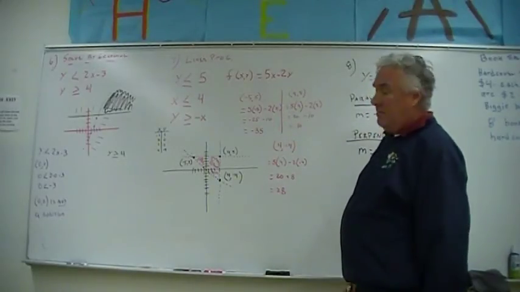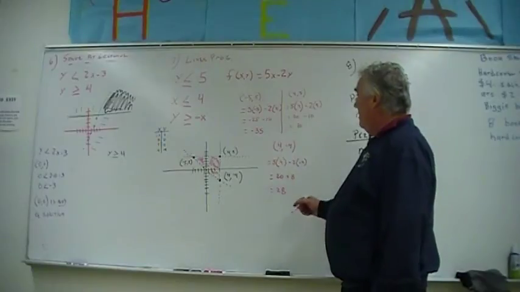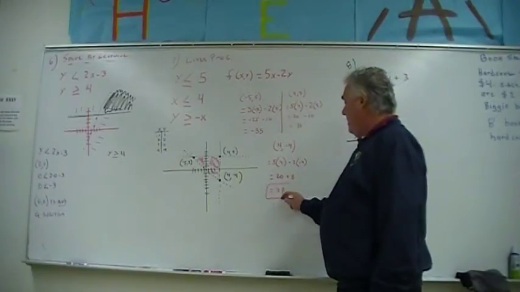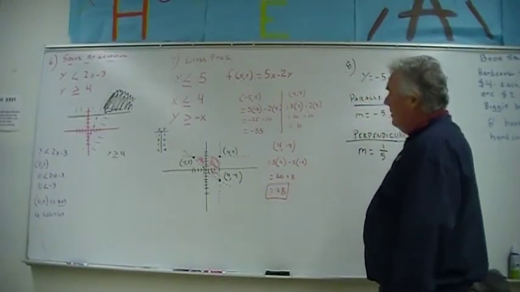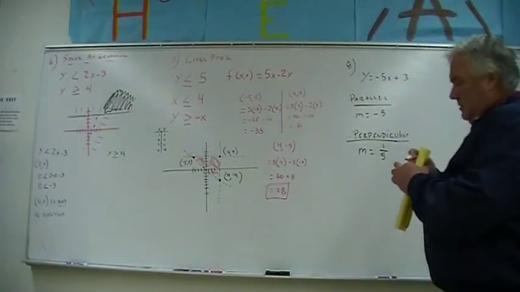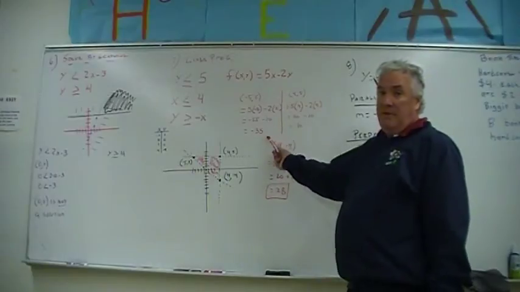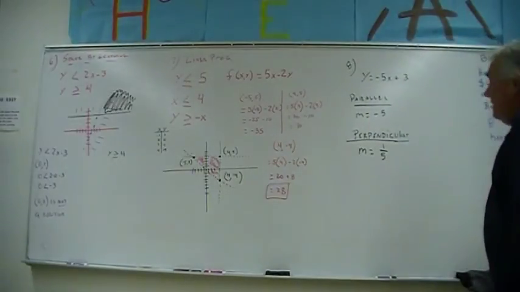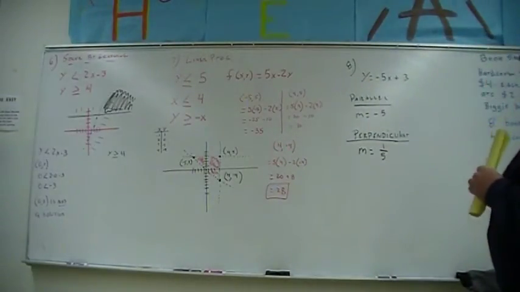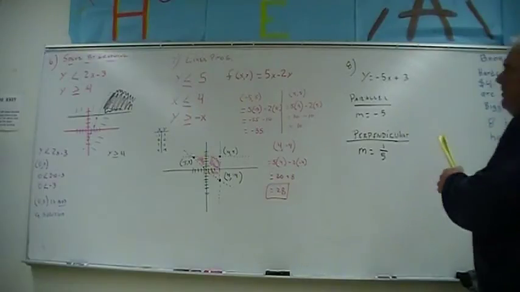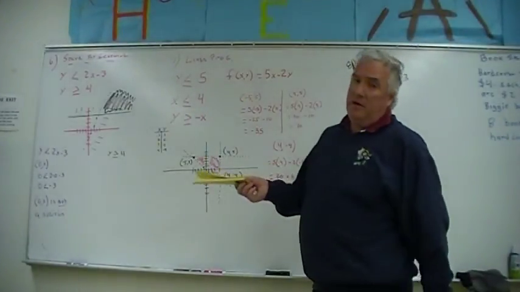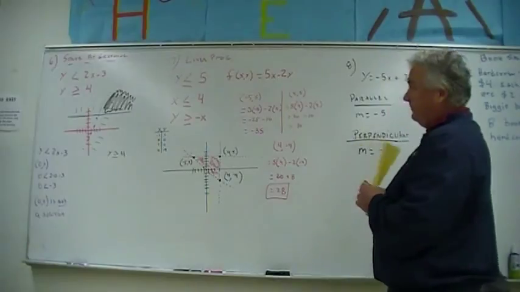Which one gives you the maximum value? That would be this one, for 28. And then your minimum, if they ask for a minimum value, would be right there. So there's number 7. And those two involve graphing of linear inequalities.